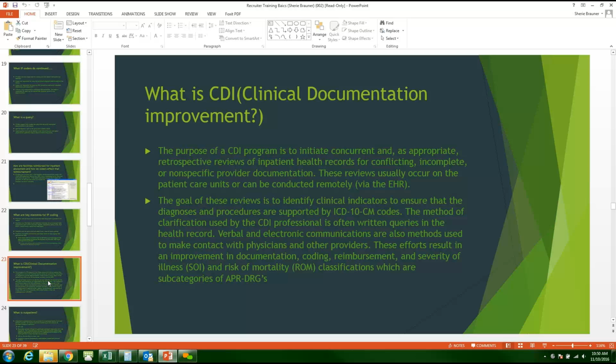The goal of these reviews is to identify clinical indicators to ensure that the diagnoses and procedures are supported by ICD-10-CM codes. The method of clarification used by the CDI professional is often written queries in a health record. Verbal and electronic communications are also methods used to make contact with the physicians and other providers. These affect results and improvement in documentation, coding, reimbursement, severity of illness, and also risk of mortality.